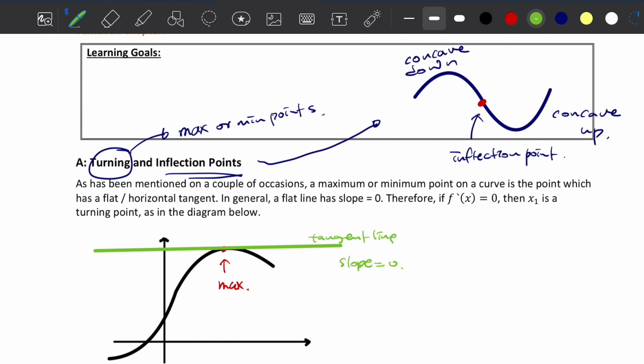So to identify the turning points, we can set the first derivative equal to 0 and solve for x, which gives the x value of the maximum or minimum points. So if we find the first derivative of the function and set that equal to 0, we can find the turning point.